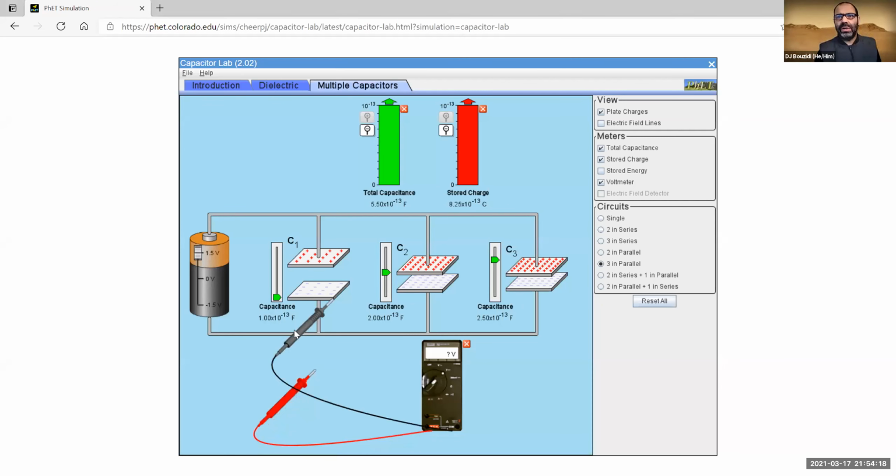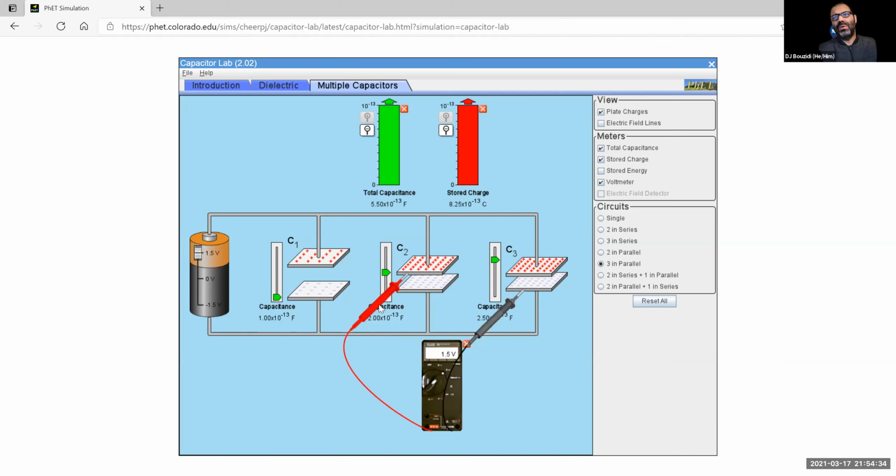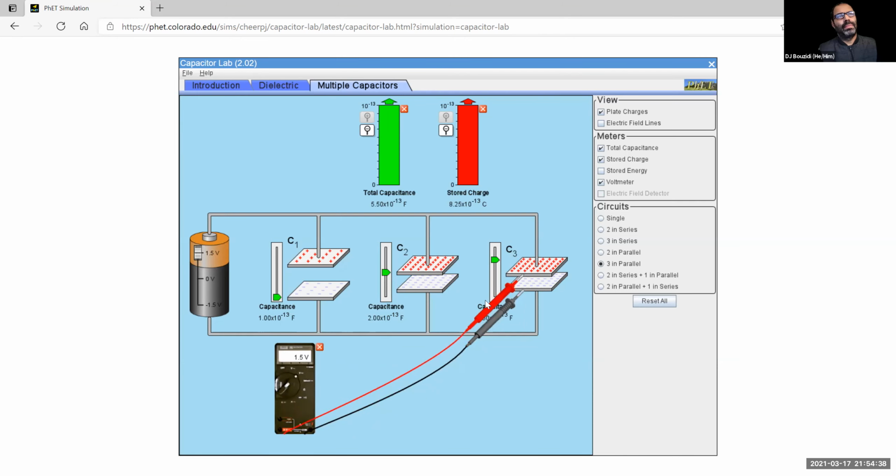So this voltage across this capacitor should be exactly 1.5 volt. And it is, because they are in parallel now. This capacitor should be identically 1.5 volt also. And it is. This capacitor also should be 1.5 volt. And it is. Okay? So everything is supposed to have the same voltage. The charges, though, they will not be the same.